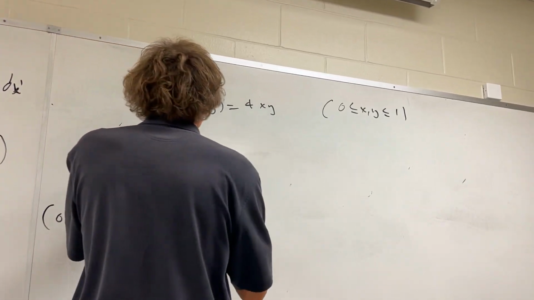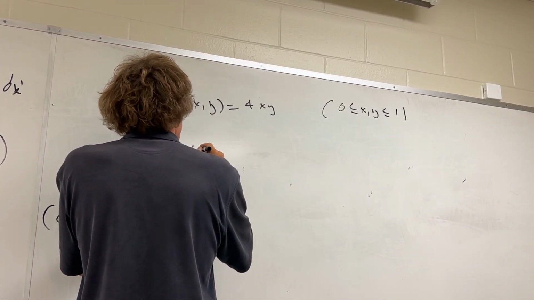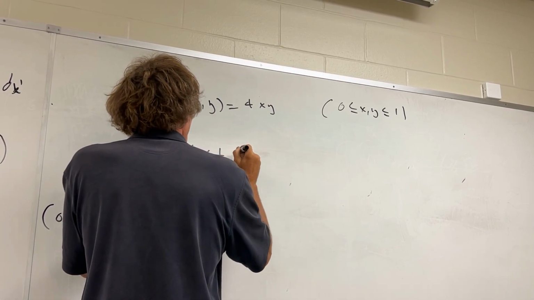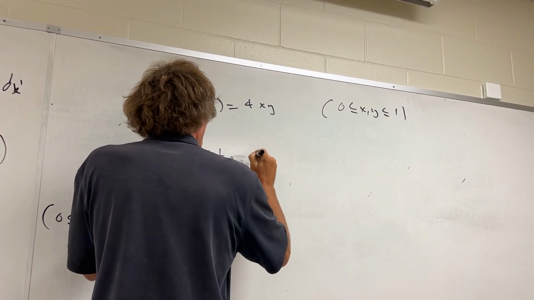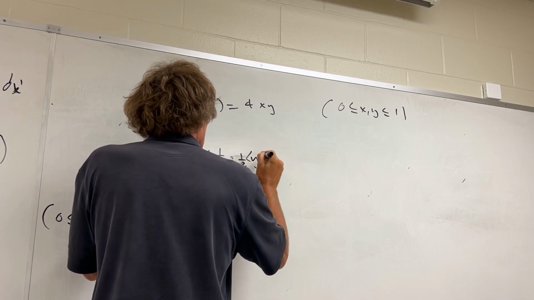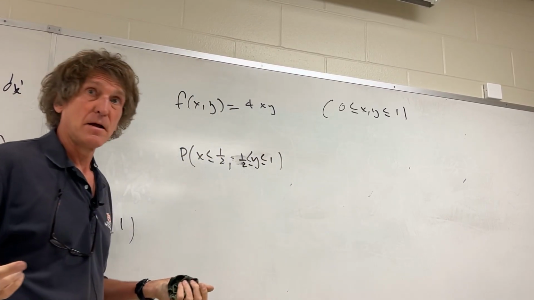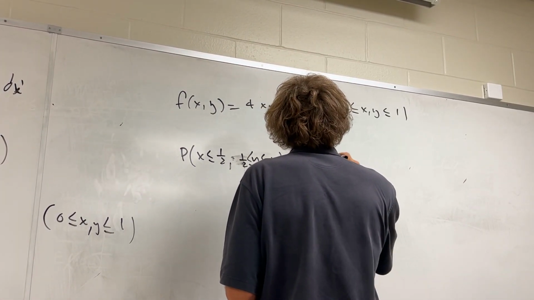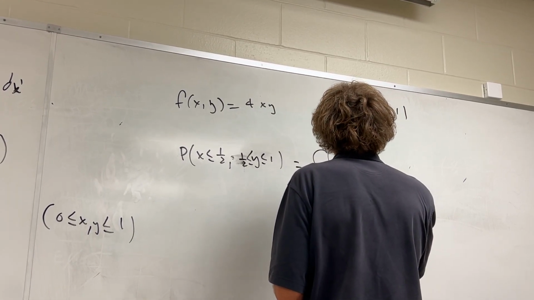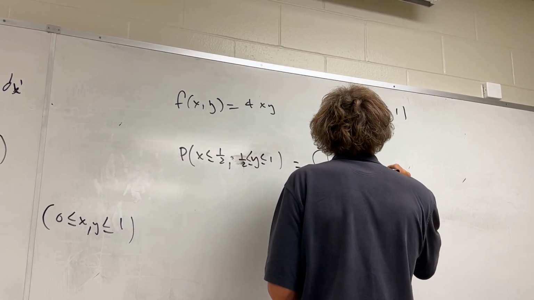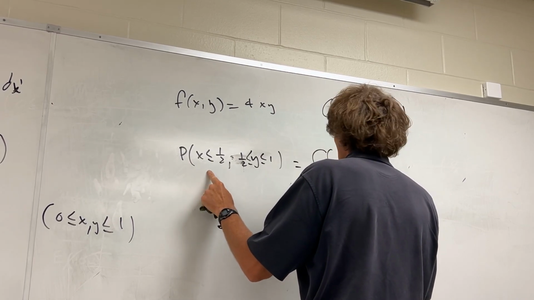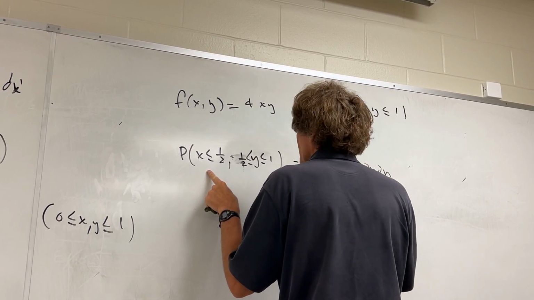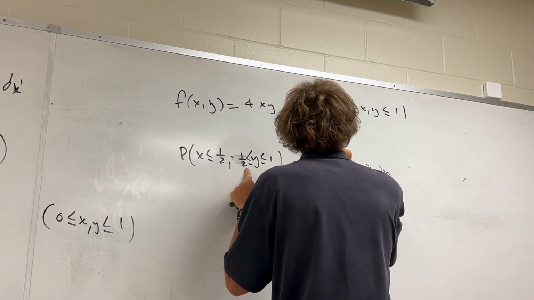So go ahead, and we want the probability of x less than or equal to 1/2, and y greater than 1/2, less than 1, right? Those are the limits. You simply define the integration here. So here we're going to have a double integral of 4xy dx dy. Here, x goes from 0 to 1/2, and y goes from 1/2 to 1.